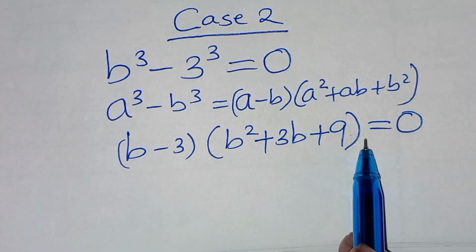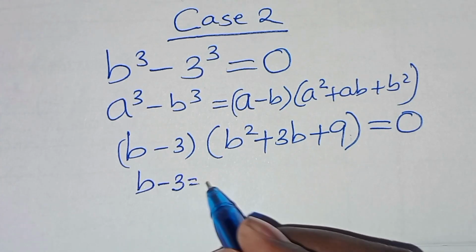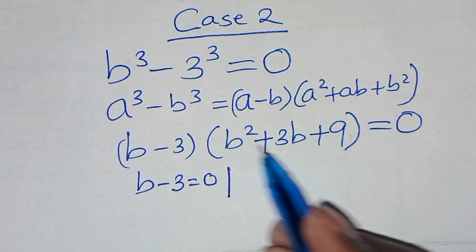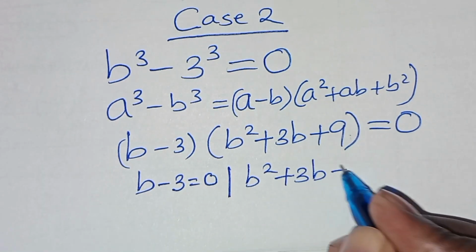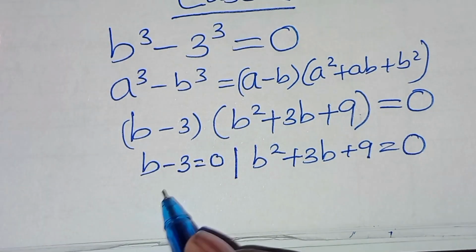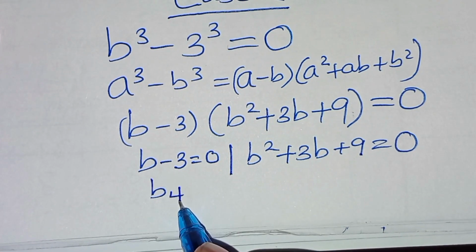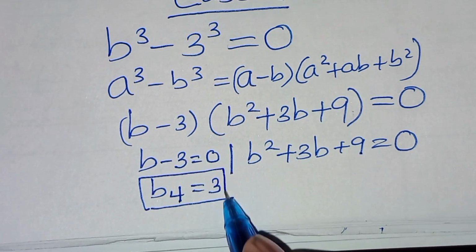We have two parts here. The first part is b minus 3. This is equal to 0. The second part here is b squared plus 3b plus 9. This is equal to 0. So this implies that b4 is equal to 3.